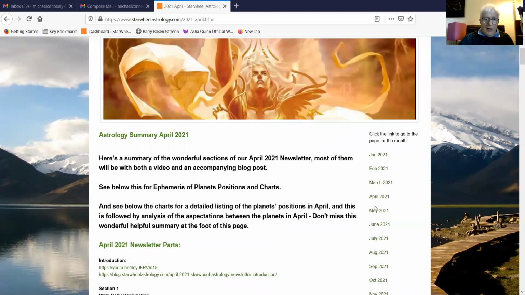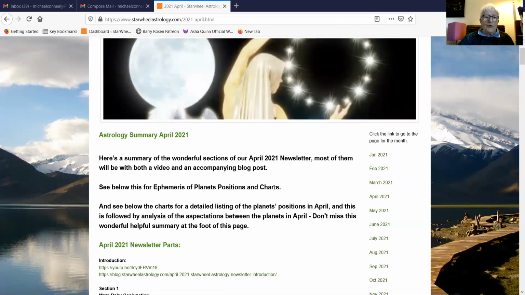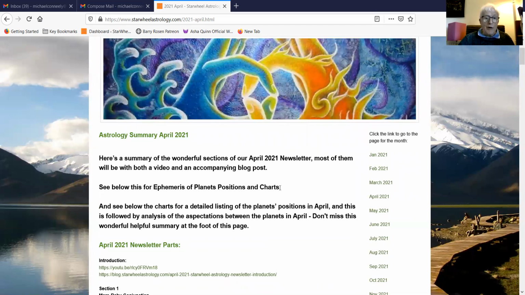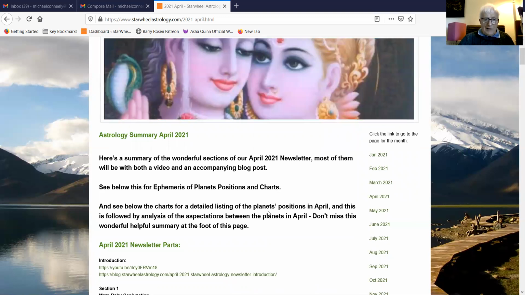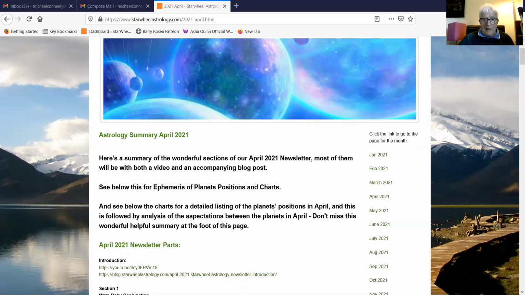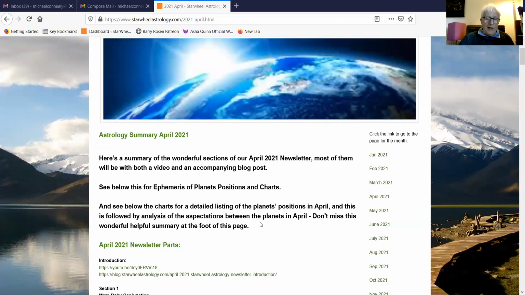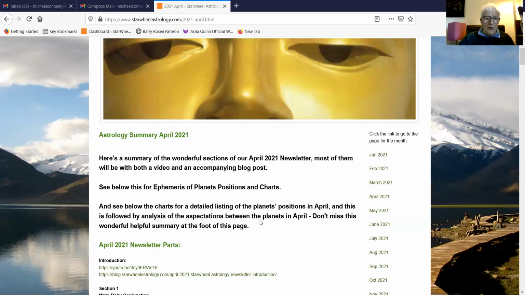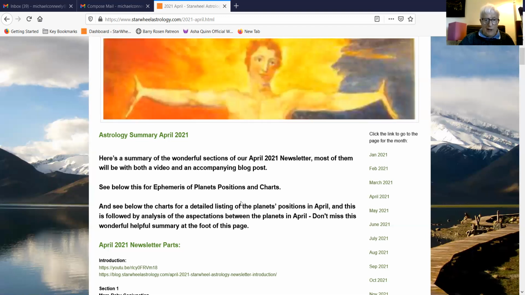Next down is the statement that the page also has an ephemeris for the planet positions and charts in both Vedic and Western astrology. And next down at the head of the page is a statement that at the foot of the page is a very, very detailed listing of the planet positions in April and a helpful analysis of the aspects between the planets in April.